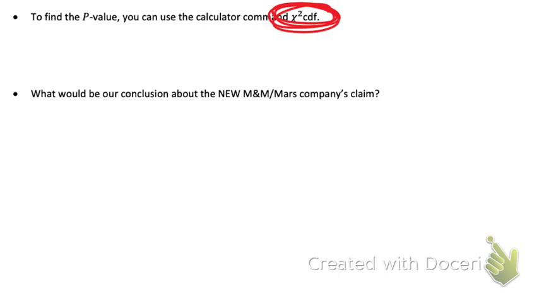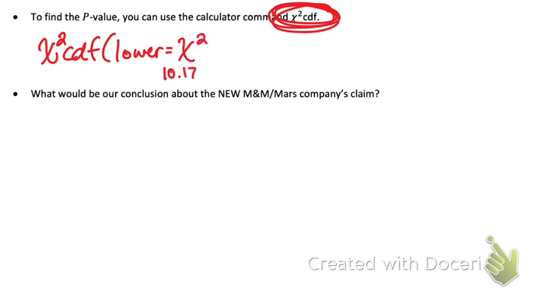It's under second vars. Go down until you find chi-squared CDF. Now, your lower boundary will always be the chi-square test statistic because we're always going from there out to infinity. So our chi-squared statistic is always our lower, so that's going to be 10.1767.